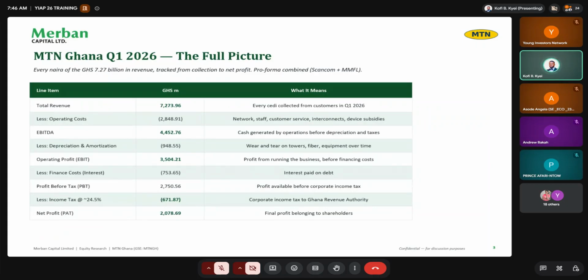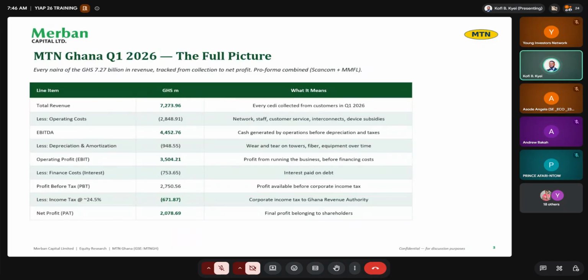Now, with the MTN, this is the full picture. The total revenue here, as you can see, is 7.2 billion. Forget that we've put naira there. It is a typo. 7.2 billion. We quote in Ghana cedis. That is our currency. So forgive me for the typo there. So total revenue 7.2 billion. All right, as I've explained, every cedi that is collected from customers.